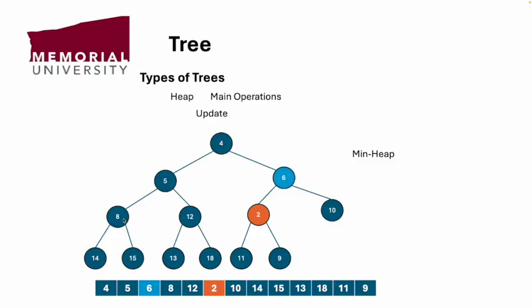The indexes are 0, 1, 2, 3, 4, 5. For index 5, 5 minus 1 is 4, divided by 2 is index 2. Now we find the parent, and we need to compare with it. We need to keep it a min heap. Do we need to swap or not? Yes, we need to swap. And then what do we do here? Because we need to swap.